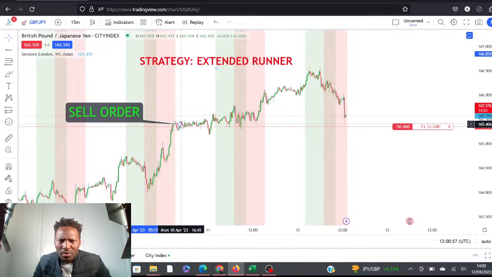Again, I took a sell order here at Monday close, with the expectation that this market will go down. But obviously, knowing this strategy, like I said, if you understand this strategy, you're going to see that.